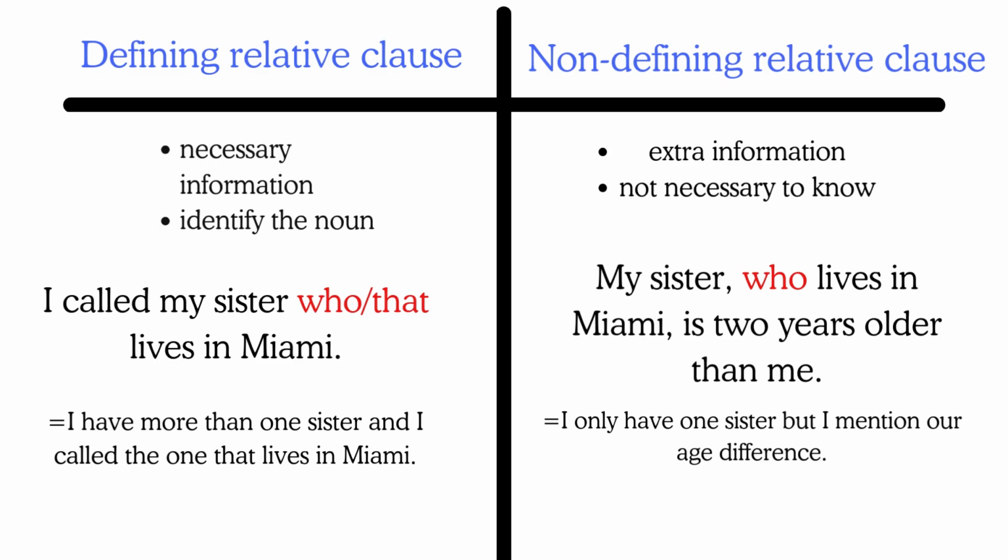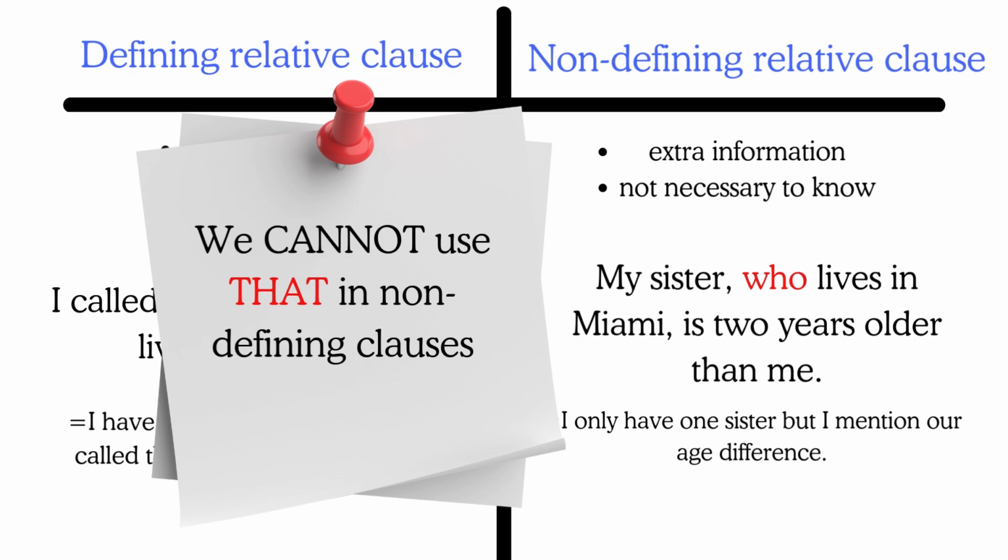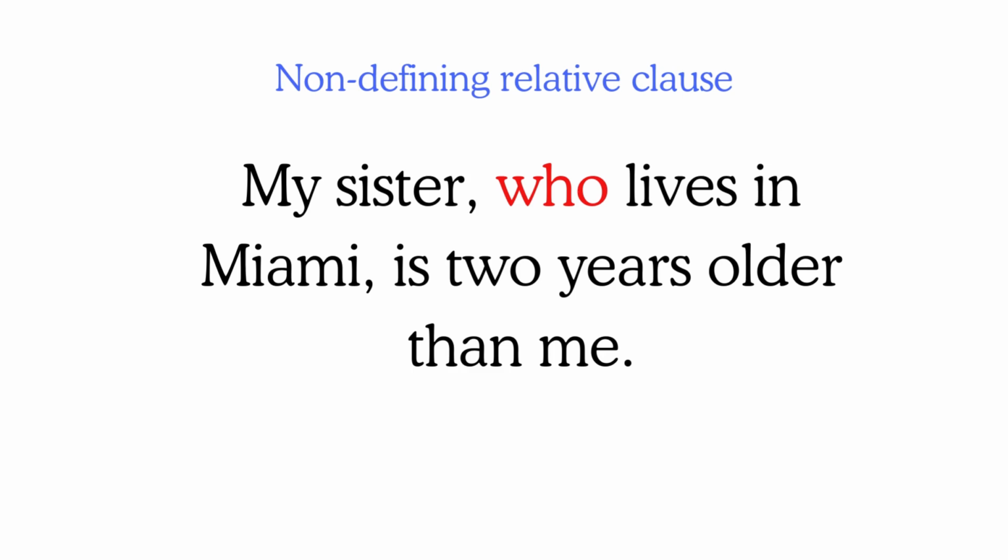Is our age difference important? No, it's not. It's extra information. In this sentence, we offset the non-defining relative clause with 2 commas. A very important rule: we cannot use that in non-defining relative clauses. Let's take a look at these examples more closely.